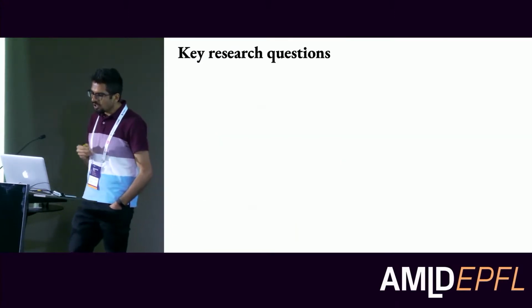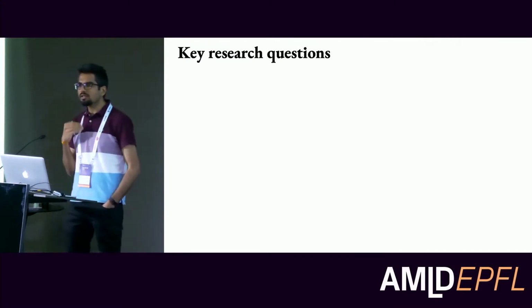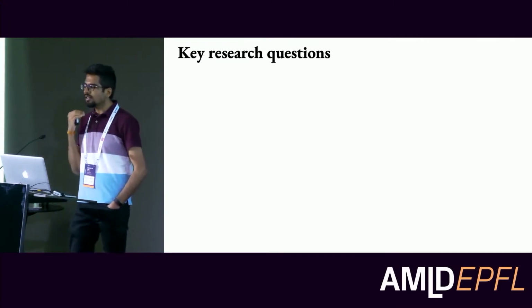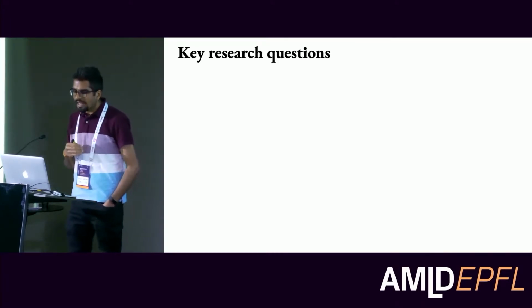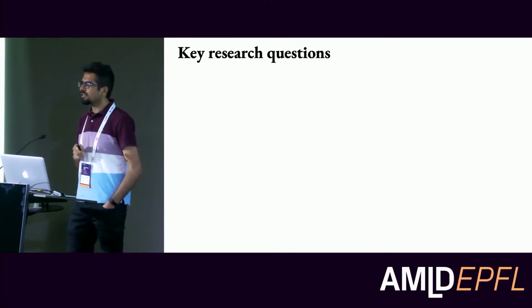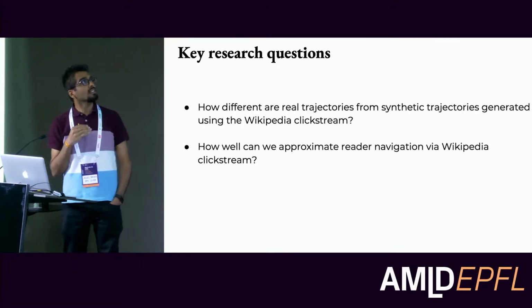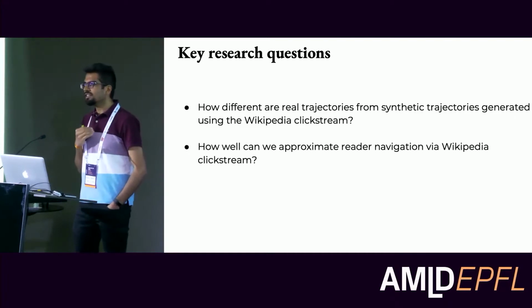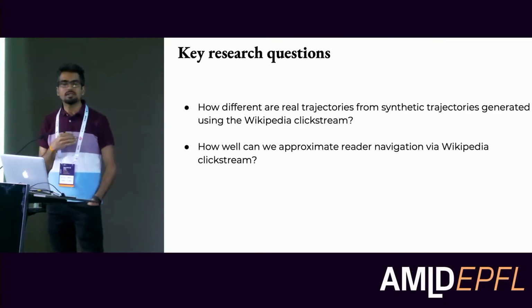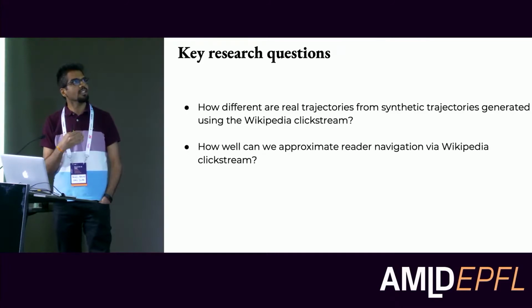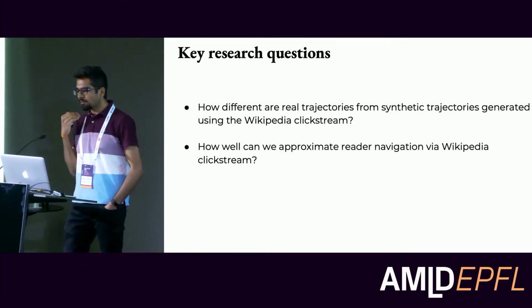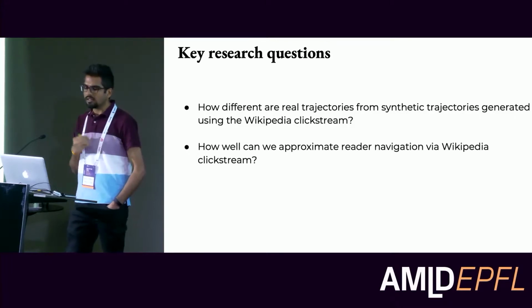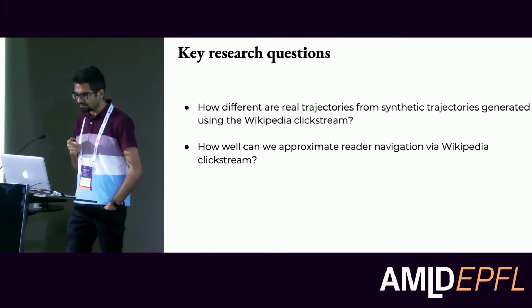So in the rest of the talk, we'll assess the utility of the Wikipedia Clickstream data as a resource to study reader navigation on Wikipedia. And we focus on two key research questions in this context. One is, how different are real navigation trajectories from those that could be generated synthetically via the Wikipedia Clickstream? Second is, how well can we approximate reader navigation via such a resource, the Clickstream?